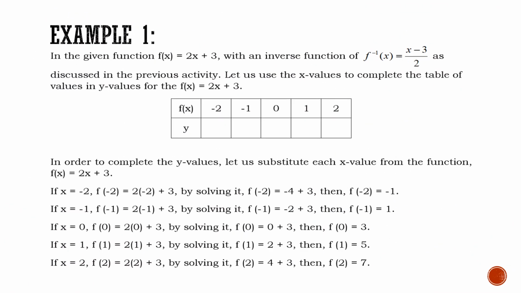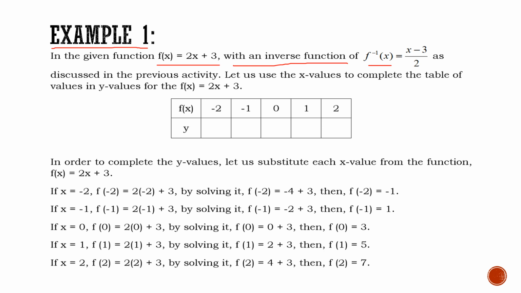So let's now deal with example number 1. In the given function f of x is equal to 2x plus 3, with an inverse function of f raised to negative 1 of x is equal to x minus 3 over 2, as discussed in the previous video lesson. So let us use the x values to complete the table of values for the y values of f of x is equal to 2x plus 3.